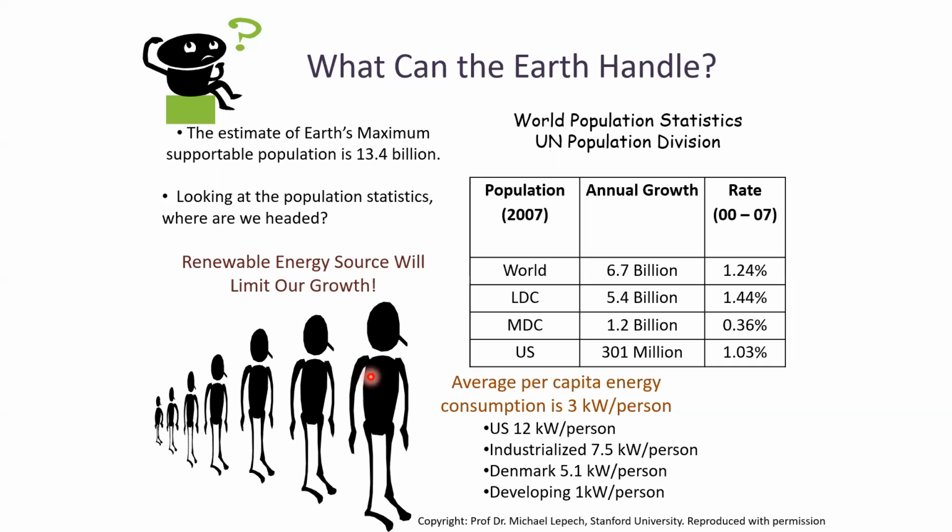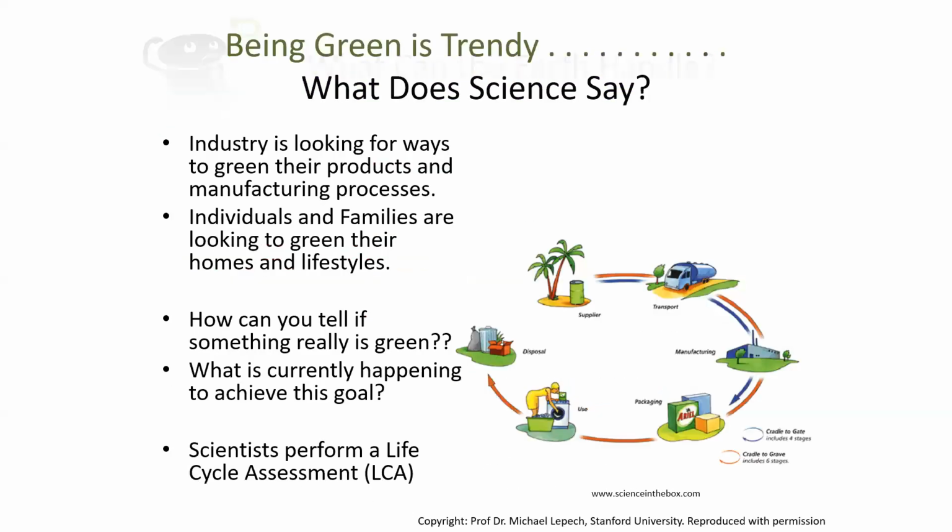Our population is going up. We are consuming a lot of stuff. So we have to become greener. So what does the science say? Being green is trendy, but what does the science say? How can you become green?